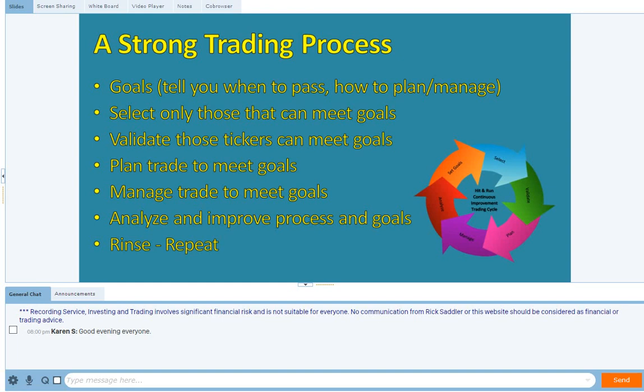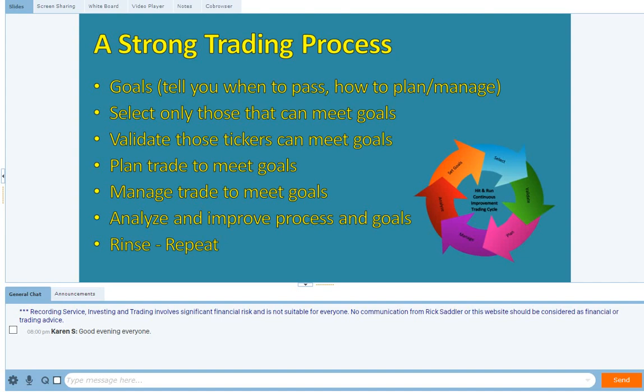And that allows you to go back and look at your performance over time, and go back and look at individual trades or groups of trades, and figure out what's working so you can do more of what works. Less of what's not working, and improve your process. Then you basically rinse and repeat. You adjust your goals upward, hopefully, if you are exceeding your goals, and continue on with the process.